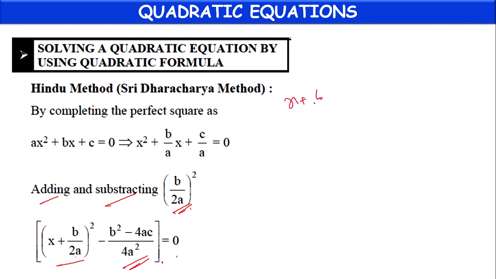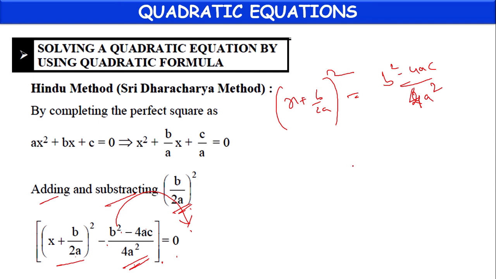So x plus b by 2a whole square minus b square minus 4ac by 4a square we are getting. If we take this to RHS, then it will become plus b square minus 4ac by 4a square. This we will get.